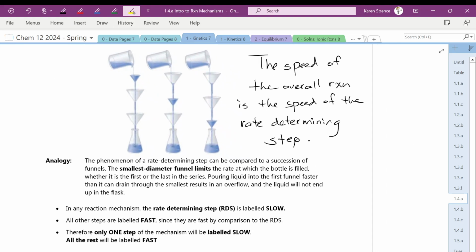We've already talked about this. The rate determining step is always labeled as being slow. All the other steps are labeled as being fast. Therefore, only one step will be labeled slow. All the rest will be labeled fast.